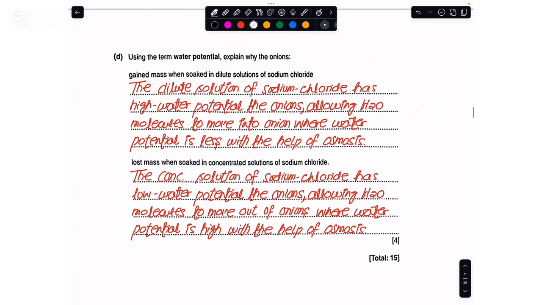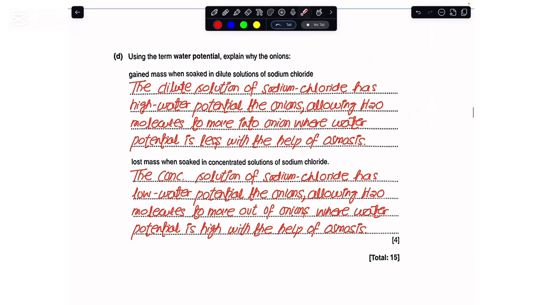Moving onward to the D part, the examiner has given a total of 4 marks, and they are asking that the students use the term water potential, and explain why the onions gained mass when they were soaked in a dilute solution of sodium chloride. And for the second part, they ask why these onion bulbs lose mass when they were soaked in a concentrated solution of sodium chloride.